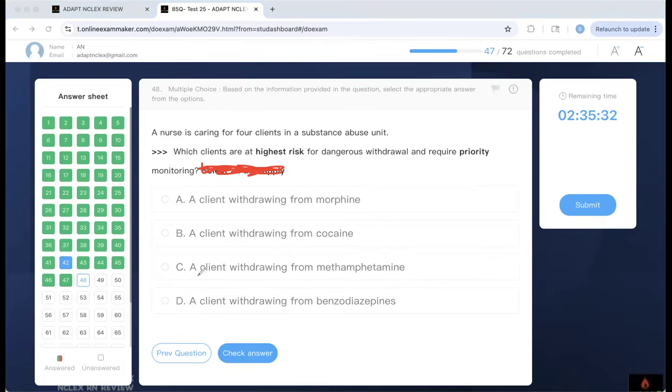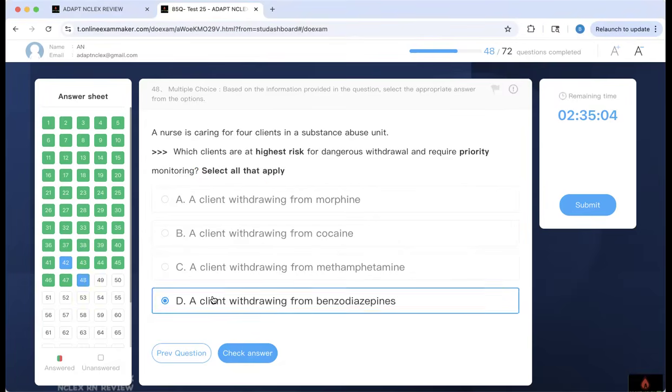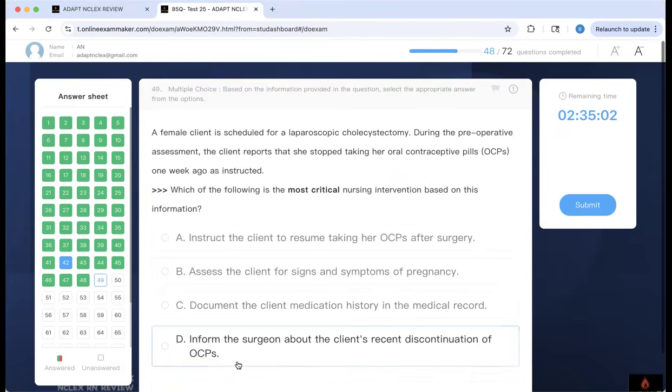I can tell you, downer withdrawals are more dangerous. Morphine is a downer, good. Cocaine is an upper, good. Methamphetamine is an upper, so they will be gone. B and C are gone. Now you have morphine and benzos. Therefore, which one? Benzos withdrawal causes seizures. Therefore, that's more dangerous. This one is bad.